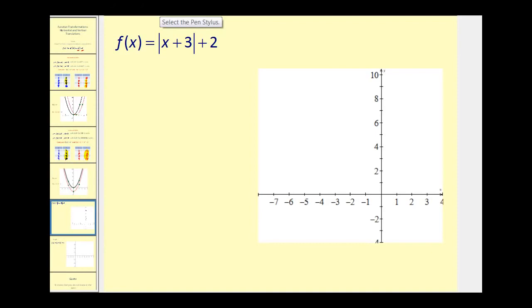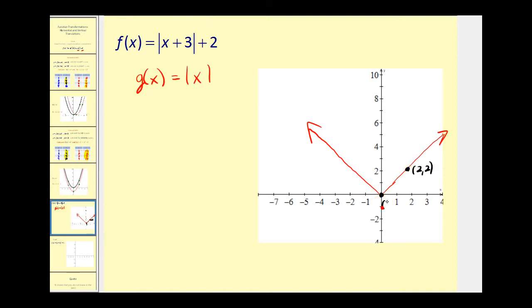So the first thing we need to do is recognize what the parent function is. And in this case, it would be the absolute value of x. So let's go ahead and call g of x equals the absolute value of x. And let's go ahead and graph this for reference. Remember, the absolute value function forms a v. Looks something like this. Let's go ahead and identify a few of these points. This would be 2, 2, this would be 0, 0, and this would be negative 2, 2.